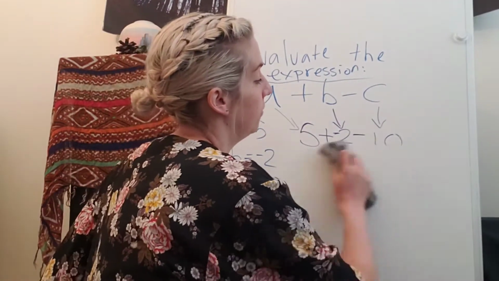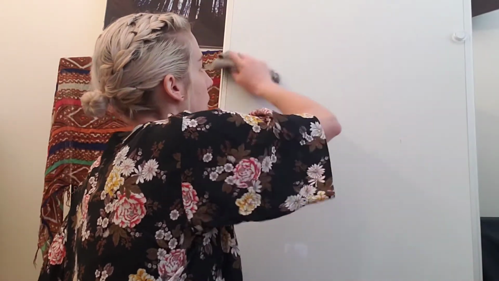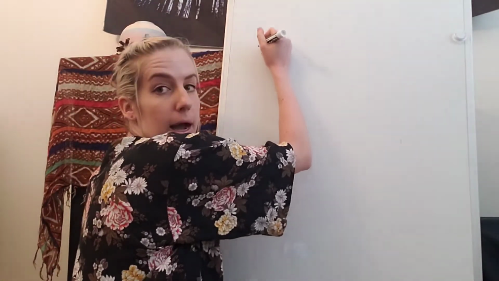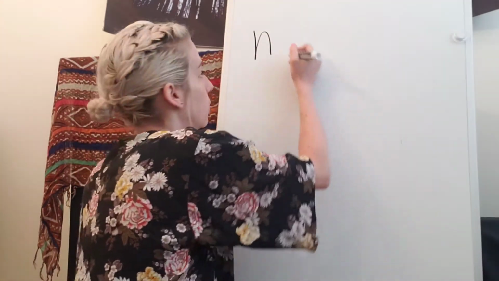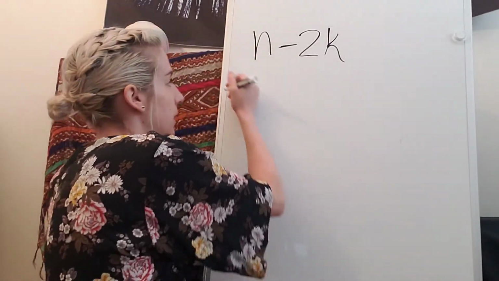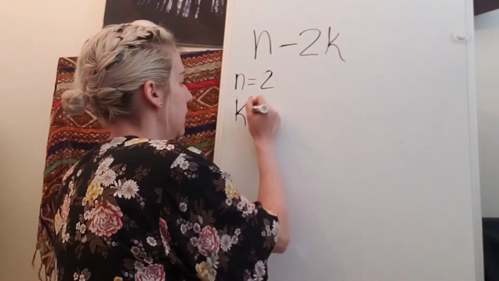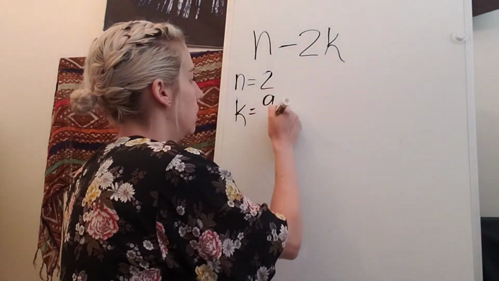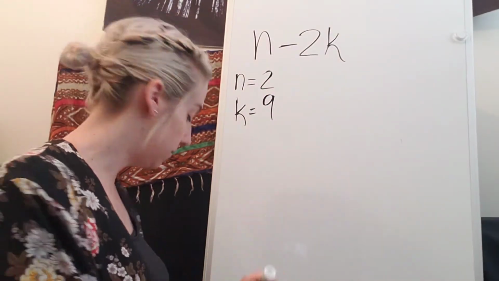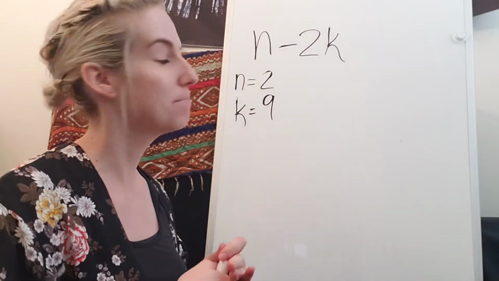Okay, so I'm going to give you another example that we can practice. That one was a really easy one. If they said, evaluate this expression, we have n minus 2 times k, and then n is equal to 2, and k is equal to 9. So same thing as before. You can pause it right now and solve this on your own, I'm sure of it.